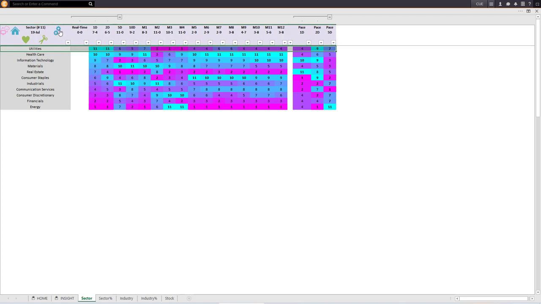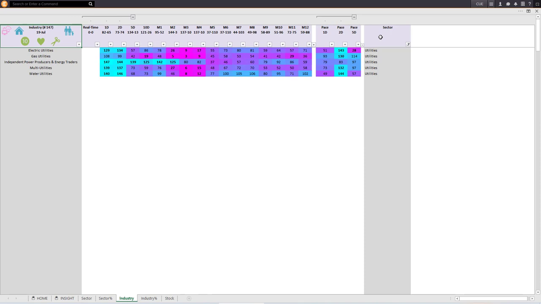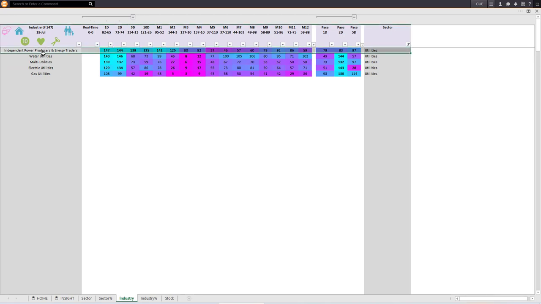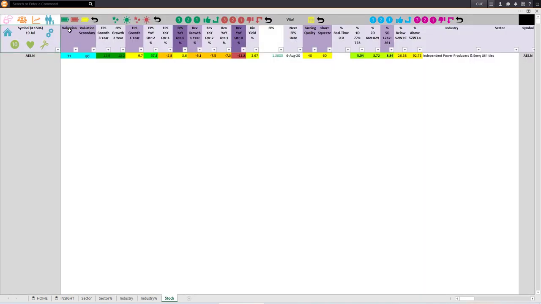I drilled down into the industries by clicking the cog icon, the industries icon, that gave me all the utilities industries. Again, I sorted by 1 day performance and I found independent power producers and energy traders to be the best performing industry in the utility sector. I drilled down into the underlying stocks using the PR button, the family button, and I found AES.